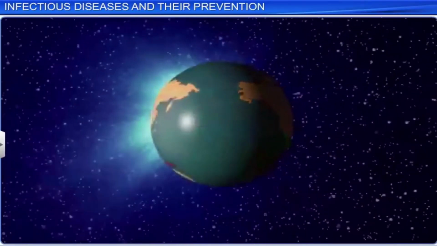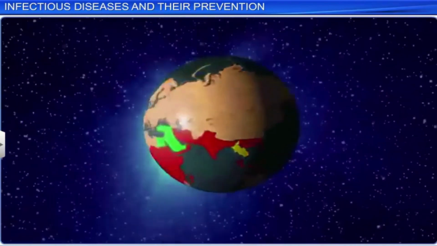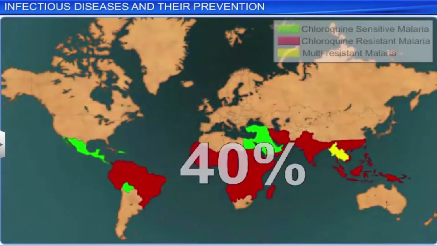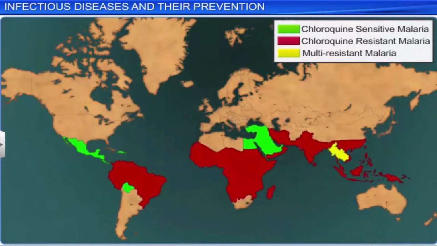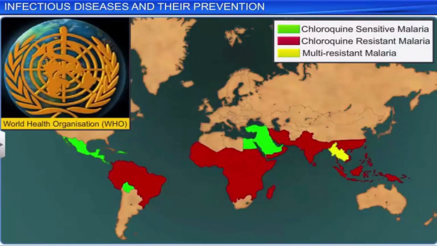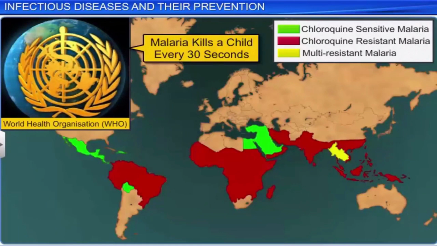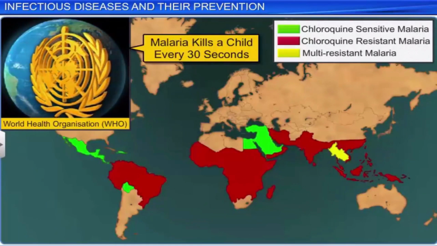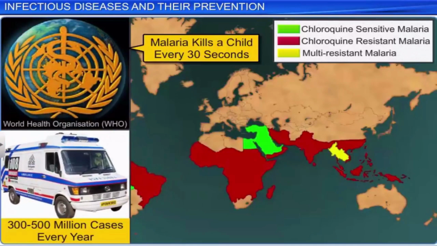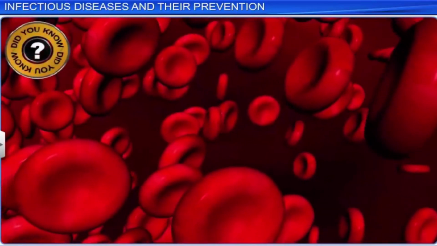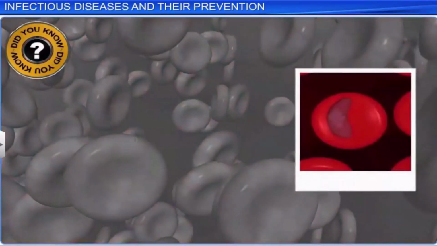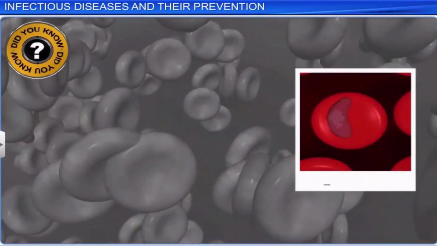Of the many infectious diseases that exist across the globe, one that afflicts 40% of the world's population is malaria. According to the World Health Organization, or WHO, malaria kills a child every 30 seconds. Worldwide, it is estimated that there are 300 to 500 million clinical cases of malaria a year. Did you know that malaria is caused by a tiny parasitic protozoan called Plasmodium?